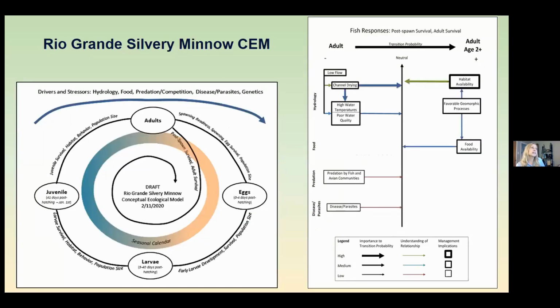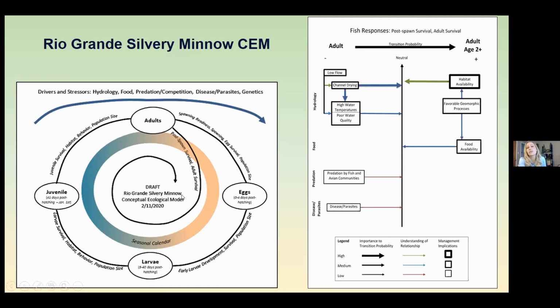Okay, so moving on to the conceptual ecological model for the Rio Grande silvery minnow. This spiral schematic here is the big picture conceptual model for the minnow, and it's also a life cycle based model, and so the transitions between each of the life stages, there's 5 of them. For each of those transitions, a separate transition schematic was developed by the work group that worked on the silvery minnow model, and this one depicts the transition from adults to age 2 and beyond, and so that's this transition right here in the middle.